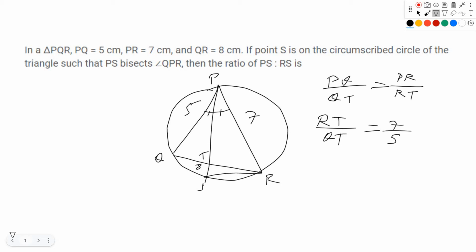So 8 is going to be divided into 7 is to 5. So QT is going to be 8 upon 12 into 5, or what we can write this as 40 by 12 or 10 by 3. So QT becomes 10 by 3. Similarly, TR will be 14 by 3.